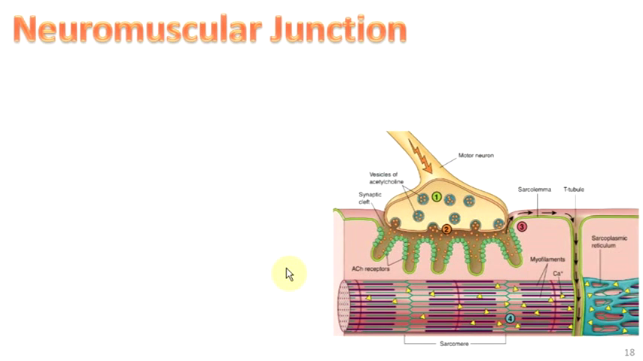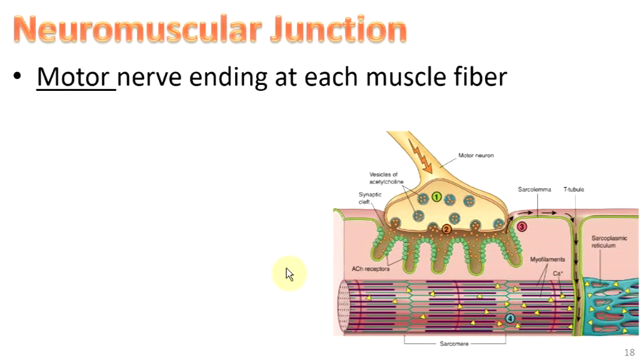Okay, so let's move on to the neuromuscular junction then. So the neuromuscular junction is where the neuron joins the muscle. That's what neuromuscular junction means, okay? So every single muscle fiber has a motor nerve ending. Now that doesn't mean one neuron goes to every single muscle fiber, because one neuron can go to more than one muscle fiber, but it does mean that every single muscle fiber has a neuron ending that goes to it.